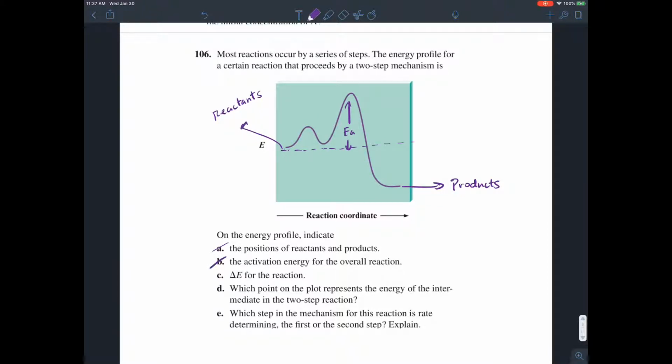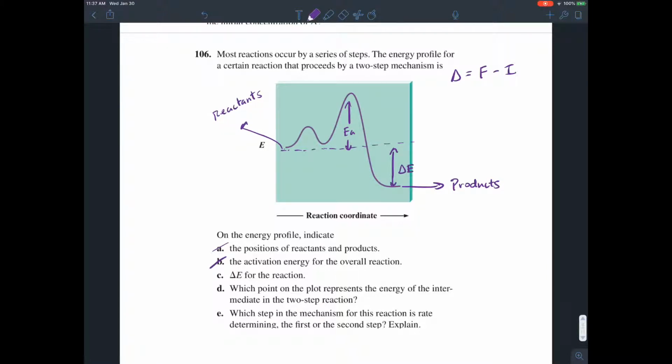The delta E for the reaction. Well, the change in energy, remember that change always means final minus initial. So we need to evaluate our final energy versus what we started with. Remember that on this graph the y-axis represents energy. As I go down the graph, I'm going down in energy, and as I go up, I'm going up in energy. So my final energy would be where I am at the products, right here, and my initial energy is where I started. This region from here to here is my change in energy.